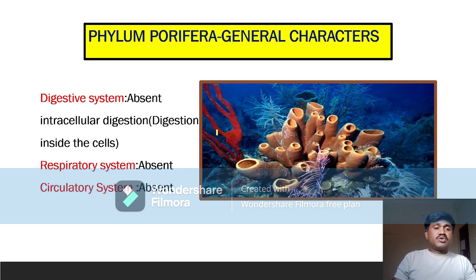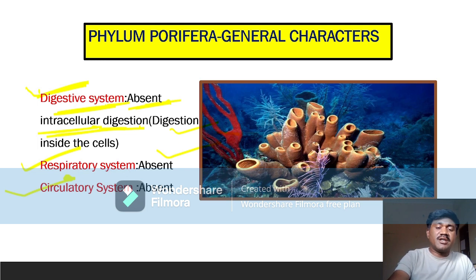Digestive system. Here the digestive system is absent. There is no specialized digestive system in these animals' body, so that is why the digestive system is absent. Intracellular digestion takes place inside the cells, the digestion process occurs inside the cells, so that is why it is called intracellular digestion. Now come to the respiratory system. Respiratory system is also absent, circulatory system is also absent. In place of the respiratory and circulatory system, there is a canal system which helps in respiration and circulation.